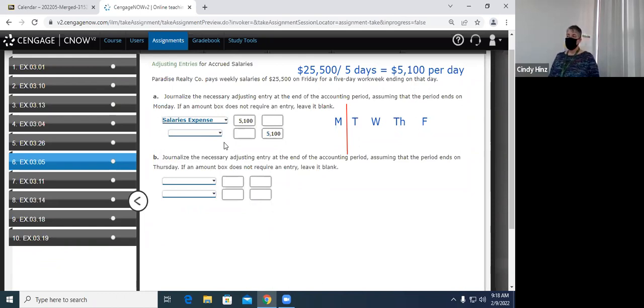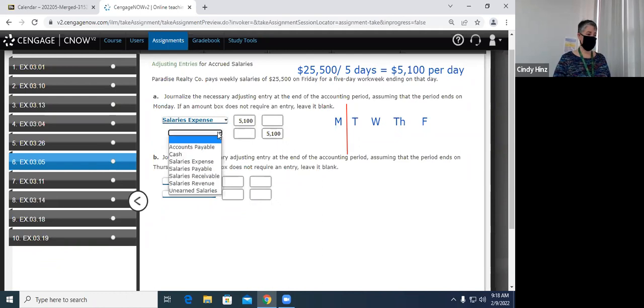But the other rules we had for adjusting entries from Monday were it's never going to affect cash. So we know the credit's not going to be cash. We know we're not paying our workers early just because the month ended. We need 1 income statement and 1 balance sheet account. So salaries expense is the income statement account. So we know we need a balance sheet account. Of the options we see here, which one do you think it would be? Salaries payable.